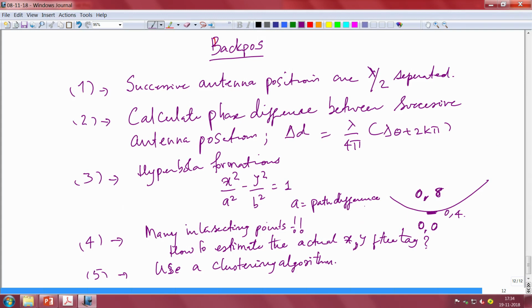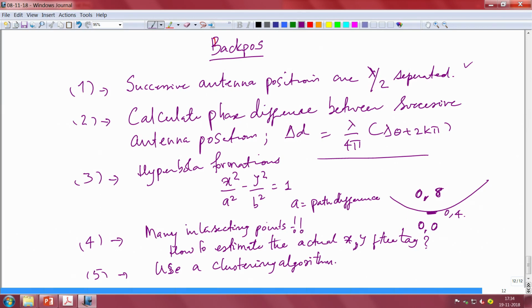If you look at this little chart that I have here, it is actually capturing all that we discussed. First step, you need to have successive antenna positions which are separated by lambda by 2. You calculate the phase difference between successive antenna positions. You arrive at lambda d is equal to lambda by 4 pi delta theta plus 2 k pi. Then you have hyperbola formations. Then you will have multiple intersection points.